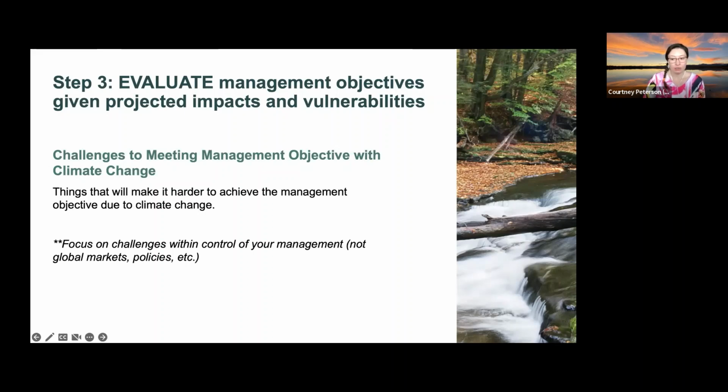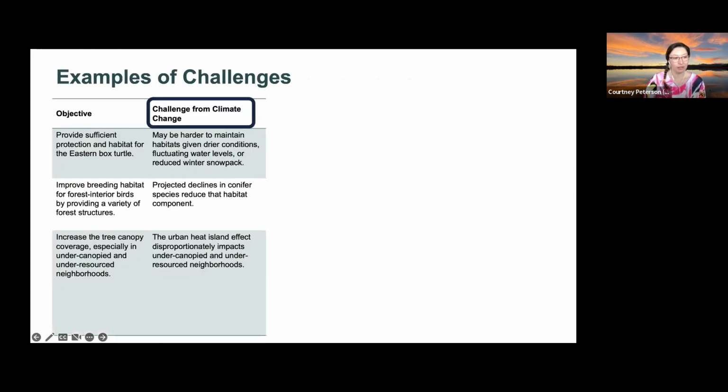And in this step, it's really important that we focus on challenges that are within our control. We don't necessarily want to think about global markets or policies or funding. There is a place for those different considerations, but they'll be put in an additional consideration box. So really think about what are the climate challenges that are going to make it harder to achieve our management objectives in this step.